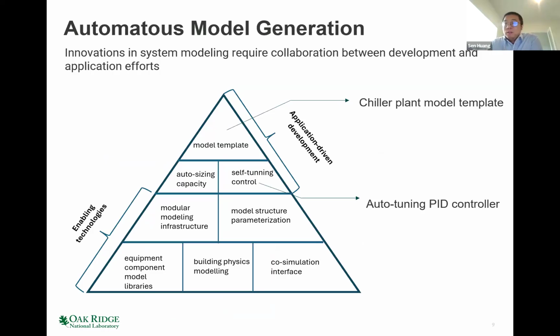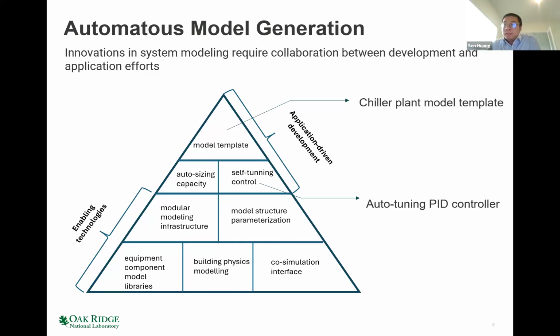But do we have that kind of technology already? My answer is we are close, but not yet. Having an autonomous model generation process requires a systematic study. It's not a simple problem that can be solved by one kind of study. You really have to consider the collaboration between the development of enabling technology and application-driven development. You have to combine the efforts together. So basically, it's more like a joint effort for the whole community.